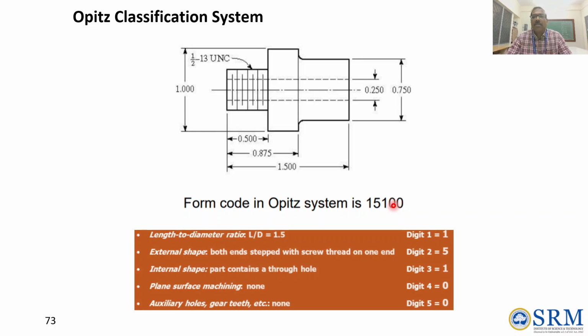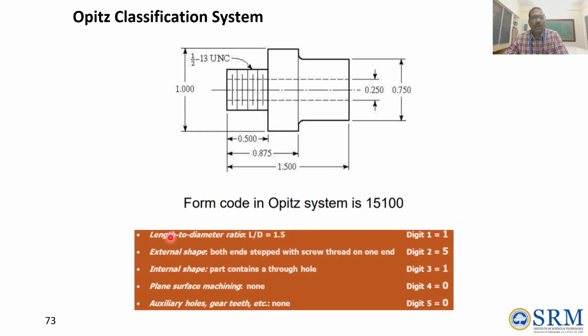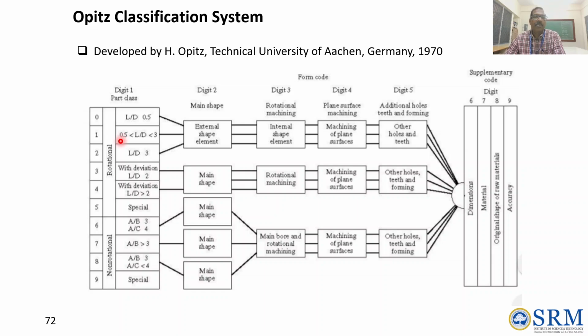What is 15100? What is the first digit? Digit 1 is given as 1. One means the length by diameter ratio is between 0.5 and 3. Let us check. Here is the length, 1.5. The maximum diameter is 1. So the length is 1.5 divided by 1, which is 1.5, the length by diameter ratio. Since 1.5 is between 0.5 and 3, it is labeled as 1.